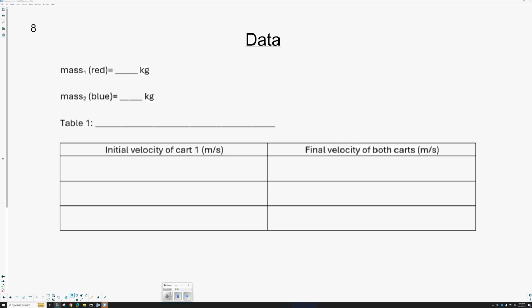We recorded our data yesterday. The mass of the red cart was going to be more than the mass of the blue cart because we put a mass on top of it. But we do have a mass of the blue cart.